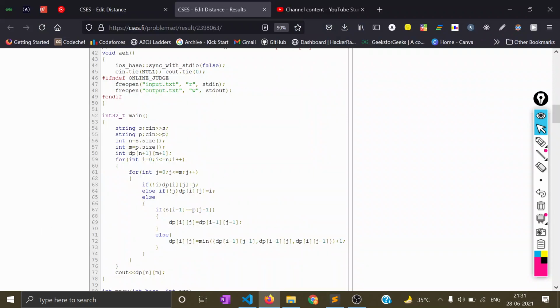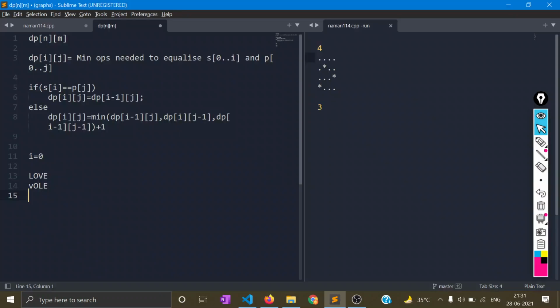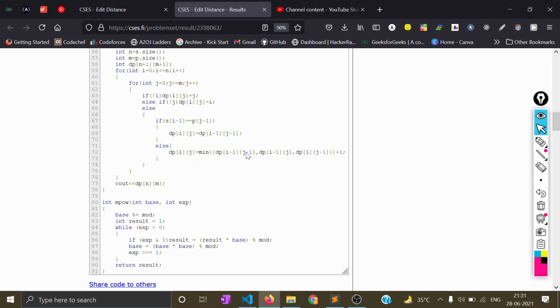So dp[i][j] is equal to j. Similarly, if j is equal to 0, then we would do dp[i][j] is equal to i. Else, if both of the characters are equal, then we would just do dp[i][j] is equal to dp[i-1][j-1], because both of them are equal, we don't need to do anything. But if both of them are not equal, in that case we have to do this.